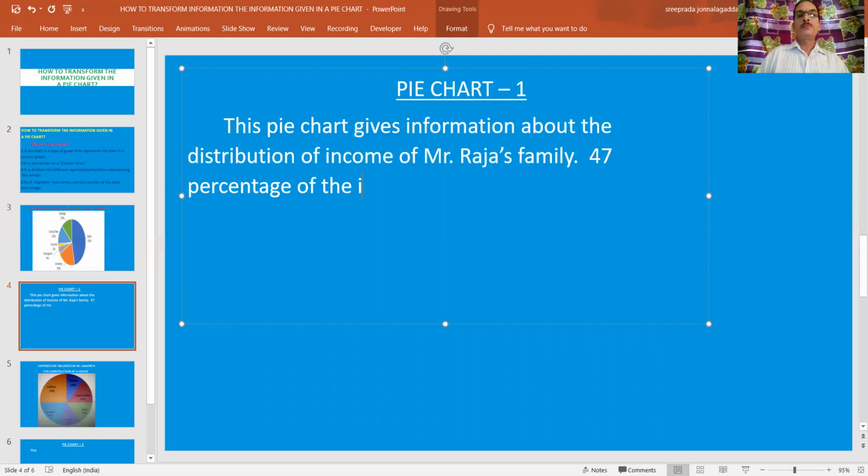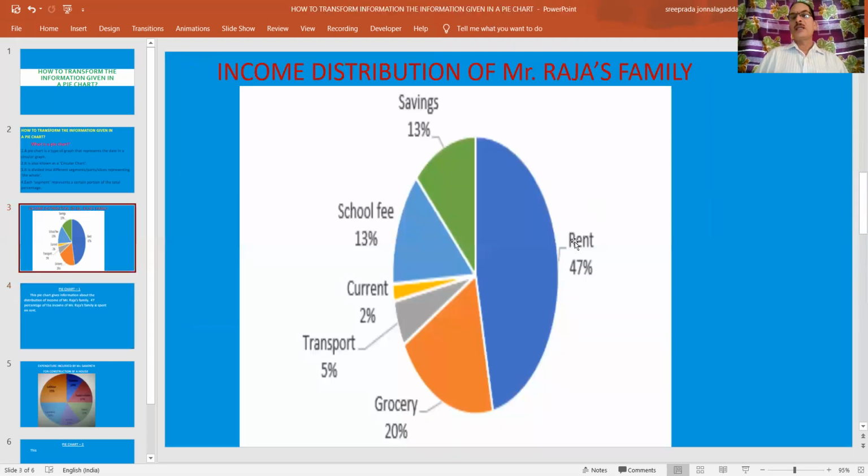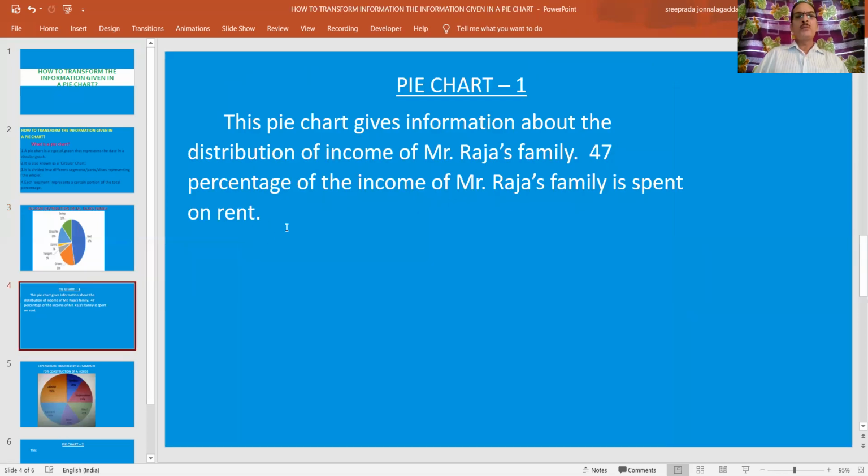47% of the income of whose family? Mr. Raja's family is spent on what? Rent. This is the information. 47% of Mr. Raja's family's income is spent on rent. And then next comes grocery. This 47%, it is the highest actually.